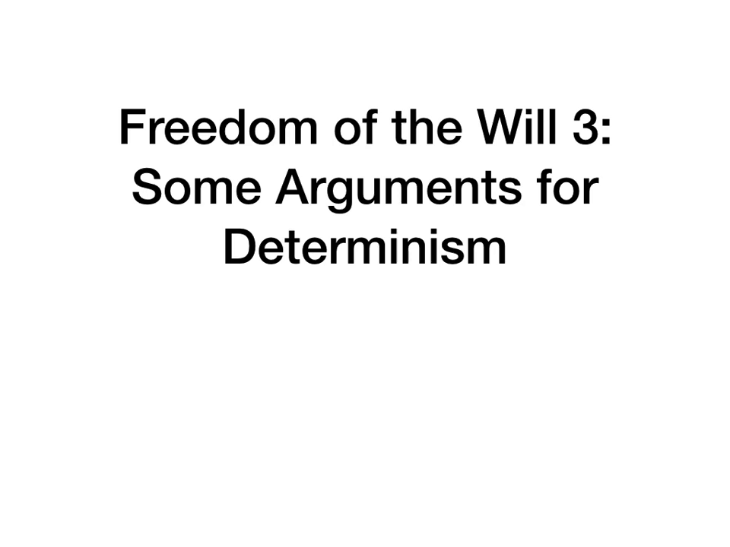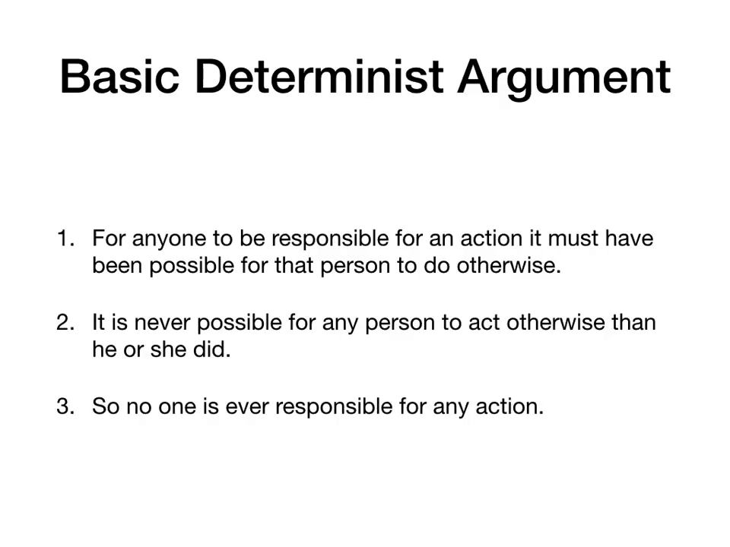Okay, so in this lecture, I want to talk about some arguments for determinism. And remember, the basic determinist argument is this. One, for anyone to be responsible for an action, it must have been possible for that person to do otherwise. They must have been able to act differently than they did. Two, it is never possible for any person to act otherwise than he or she did. Conclusion, no one is ever responsible for any action, for anything they do.